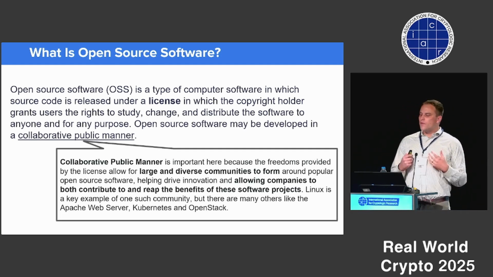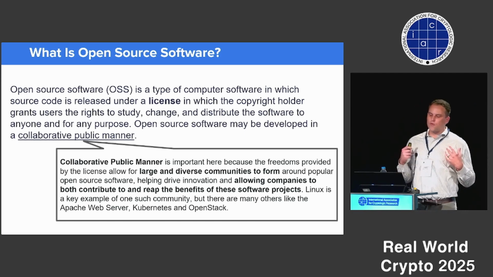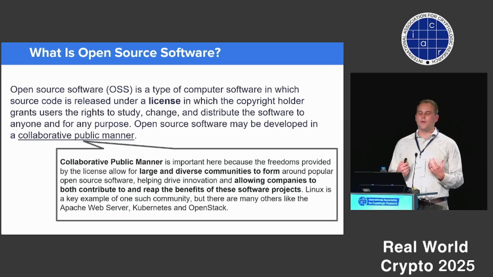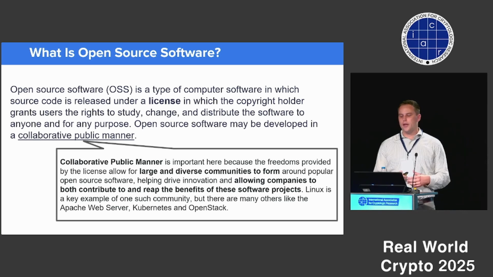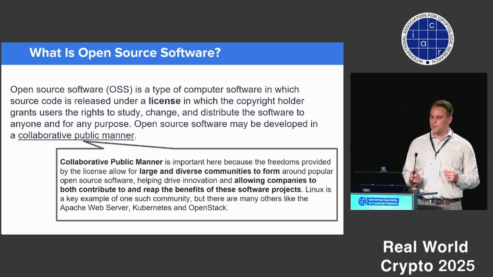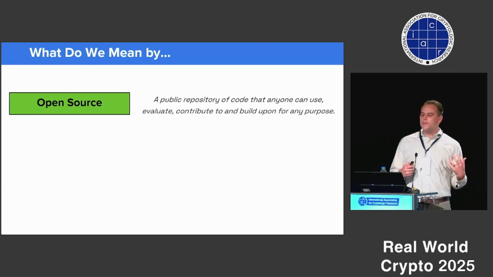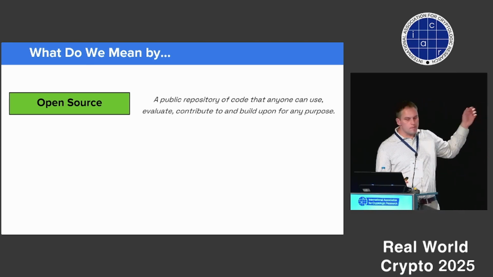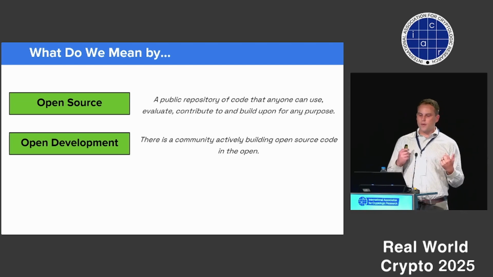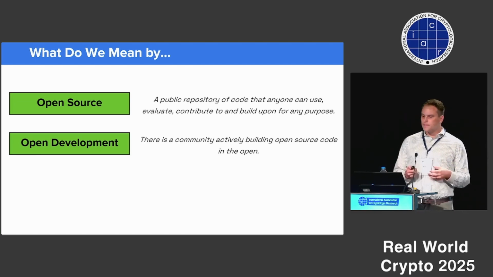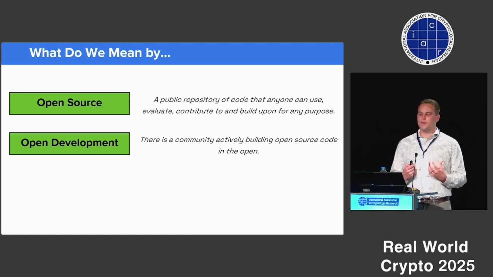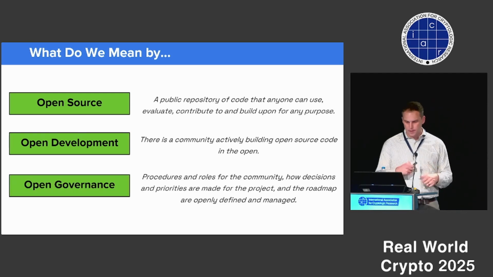Well, the freedoms provided by the license allow for large and diverse communities to form around popular open source software. You can think of things like the Linux kernel or the Apache web server or Kubernetes. And when we mean open source, we do mean open source, which is just a public repository of code, but we also mean open development. And this is when there's a community actively building open source code in the open.